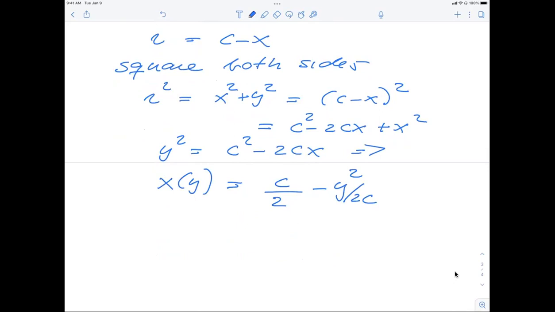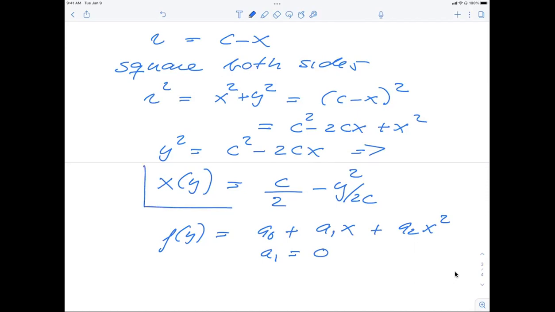So remember now that for a parabola, you would have something like f of y would be something like a constant a0 plus a1. It could look like this, a1 times x. But then we would have an a2 times x squared. And normally a parabola has a1 equal to 0. And that will be the mathematical expression for a parabola. So what we have here is now simply a parabola.